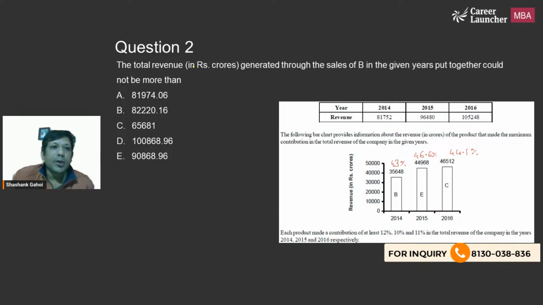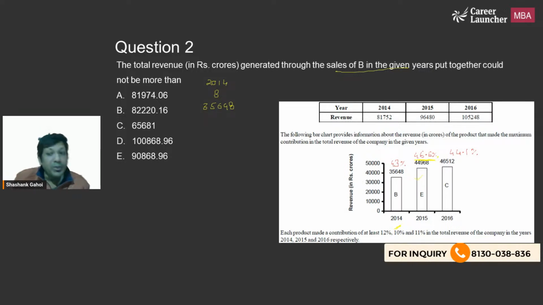Now, what is the question talking about? The question is talking about the maximum revenue generated by B. Okay. So in 2014, I'm not bothered about B because B is already getting 43%. Right. That is 35,648. Okay. So we are set on this. Now I need to maximize in E. So basically, if I'm talking about 2015, every company is doing at least 10%. So it means A, C, and D are doing 30%. This is doing 46.6%. Right.